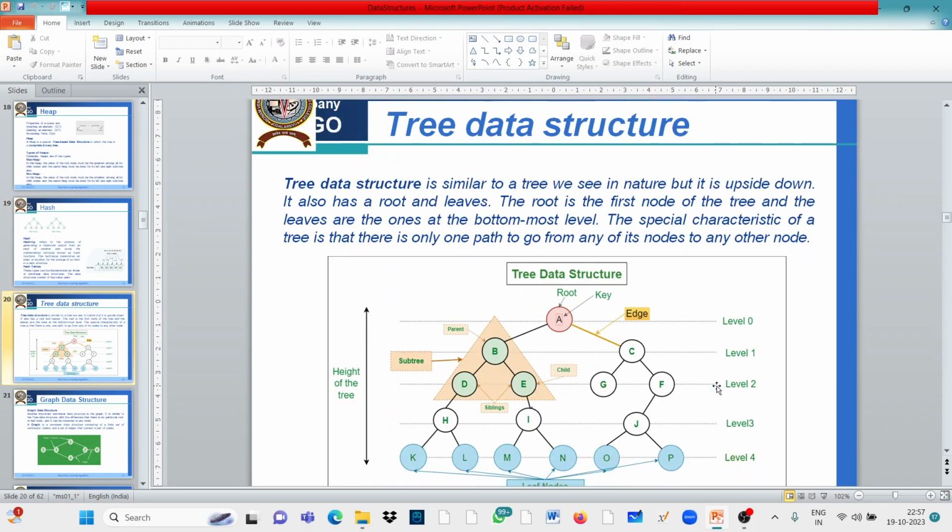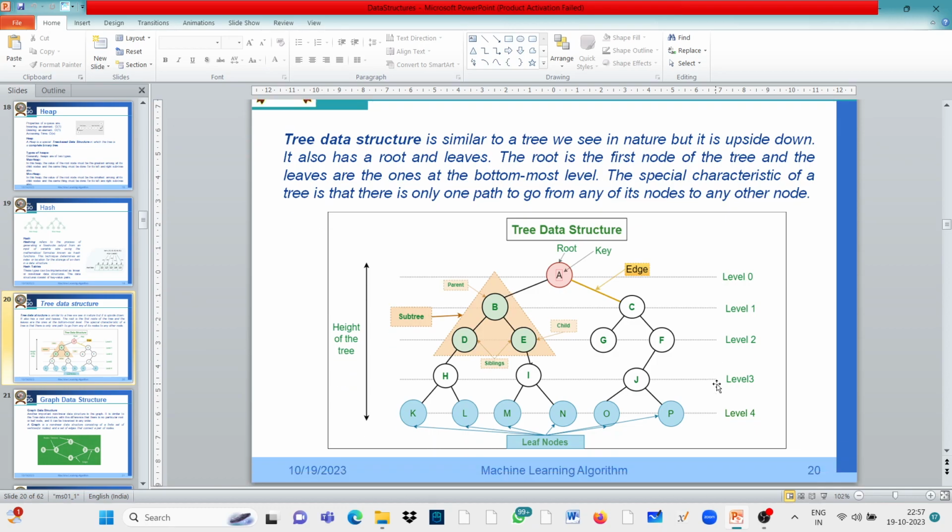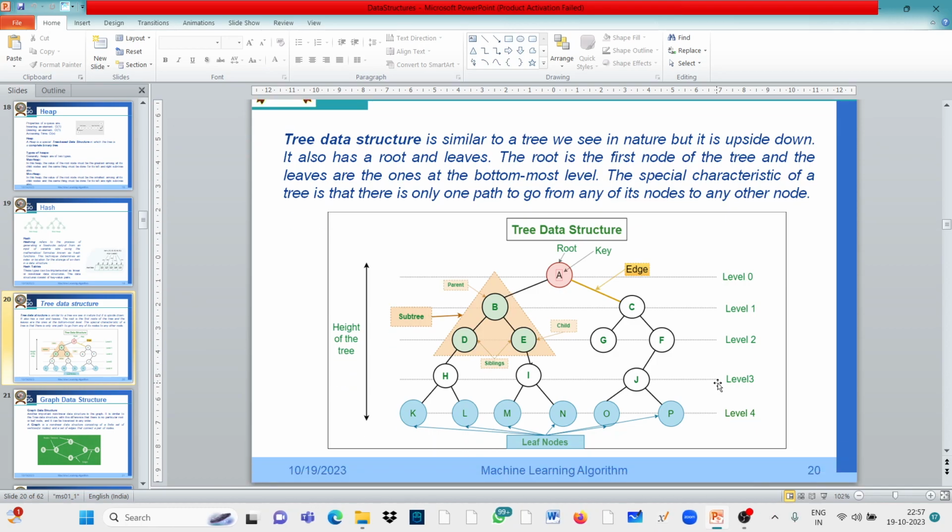Then we go for the most important data structure. It is similar to a tree as we see in nature, but it is upside down. That means in nature we see the root at the bottom, but here in our data structure, the root is at the top and the leaves are at the bottom. You can see the tree root is here, and the leaves are here.